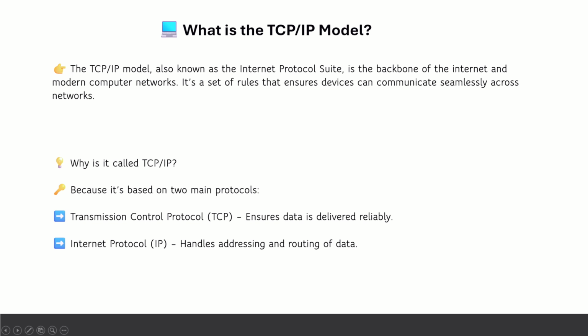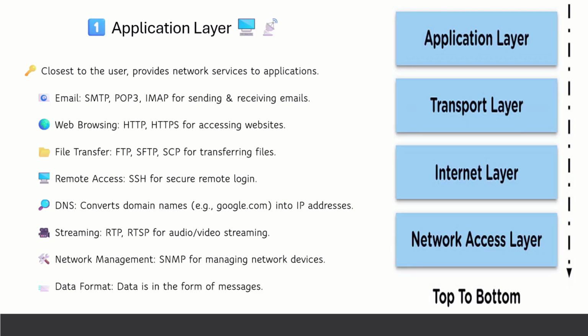Layers of the TCP/IP model. The model is divided into 4 layers, each with its own role in making communication possible. Ready? Let's dive in. 1. Application layer. This is the layer closest to the user and where network applications operate. It is what users directly interact with, even if they don't realize it.